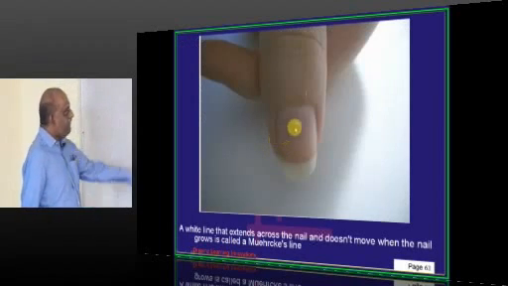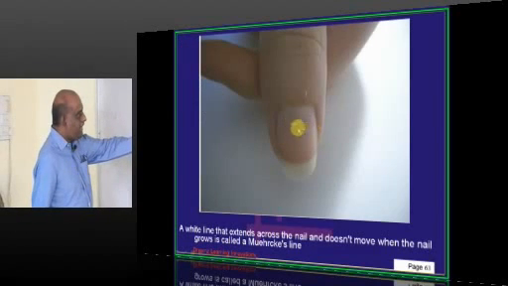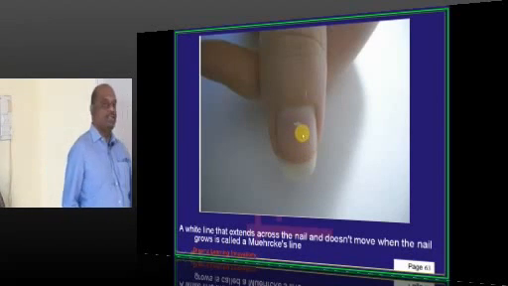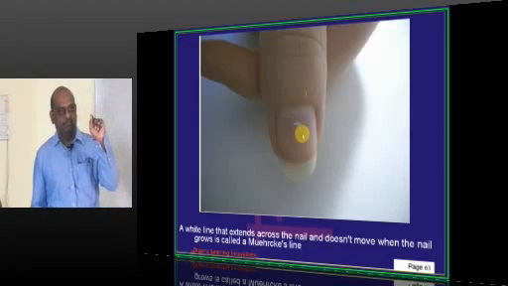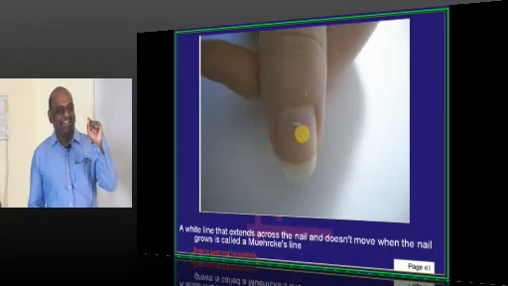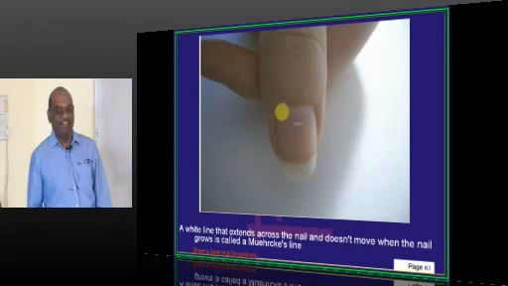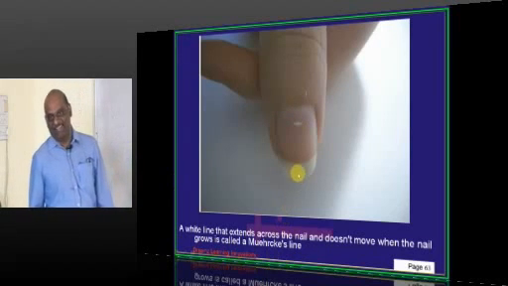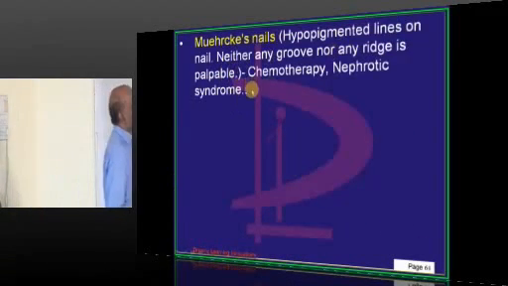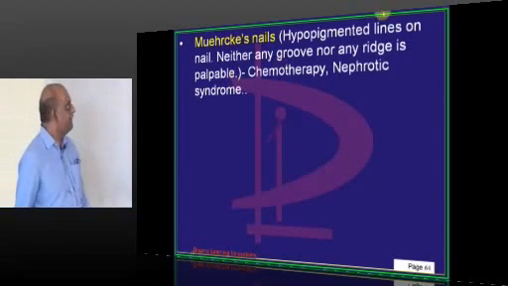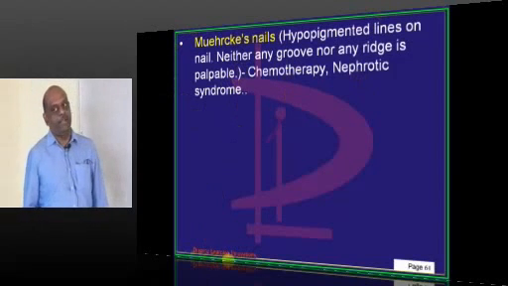Then there is a white line which is extending across the nail and does not move when the nail grows. What is that called? It's called Muehrcke's line. So where do you find Muehrcke's lines? Chemotherapy, nephrotic syndrome are the classical causes of Muehrcke's lines.